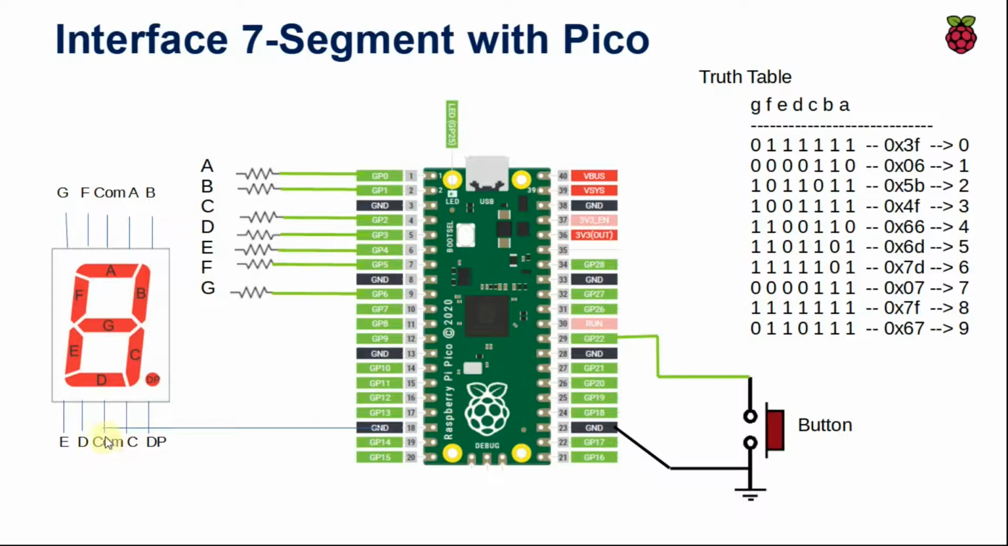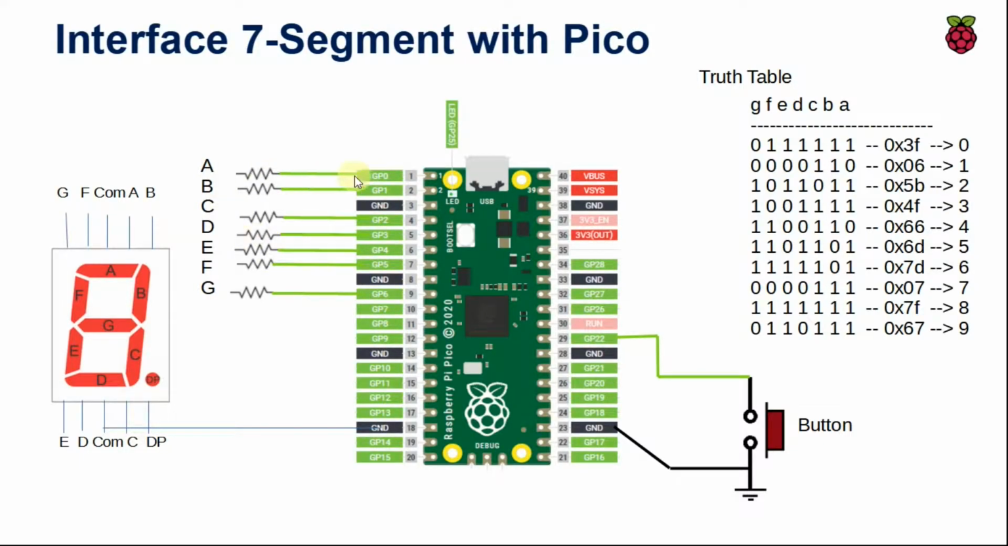If it is a common cathode display, you need to connect the common pins to ground, and if it is a common anode display, you need to connect them to VCC, that is 3.3 volts. Now here I have a common cathode display, so I have connected one end of the common pin to the ground. The other segment pins, A, B, C, D, E, F and G, are connected to Raspberry Pi Pico starting from GPIO 0 to GPIO 6.